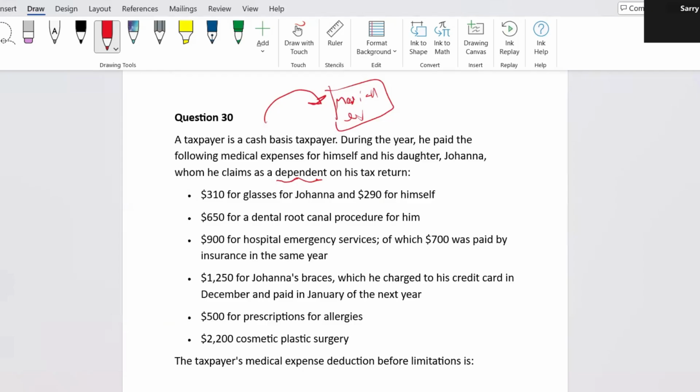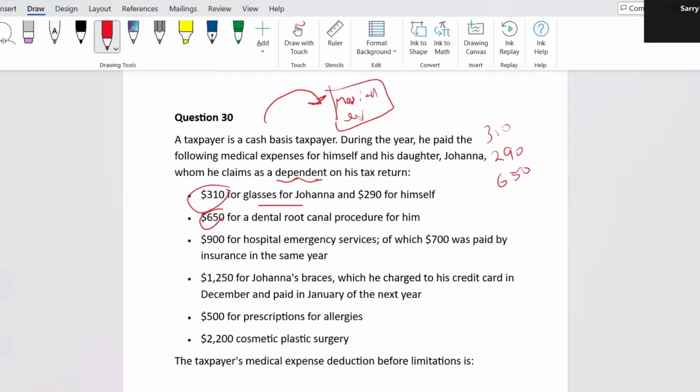So $310 for glasses for his daughter and for himself. Yeah, these two count right here. So we include in our math $310 plus $290. You include these two. $650 for a dental root canal. Yeah, that counts. So we add $650 here. So far we have $310, $290, $650.